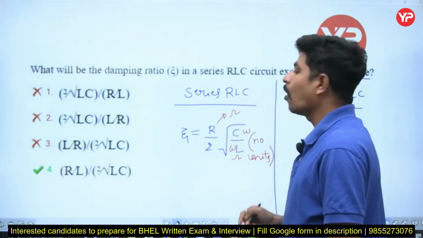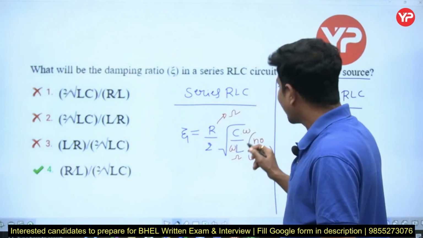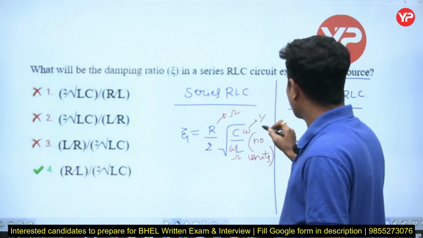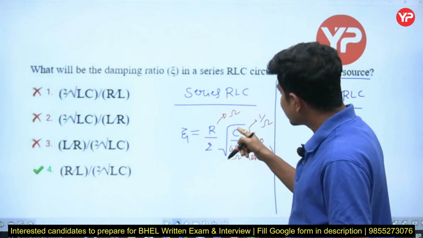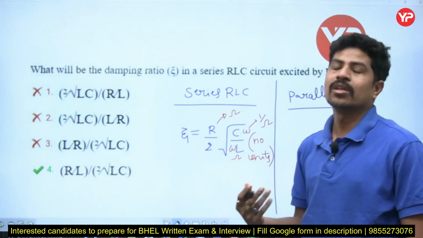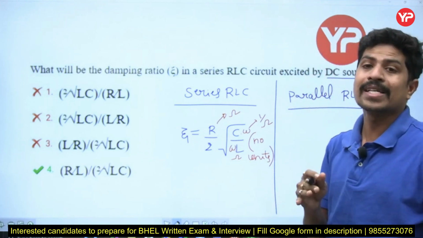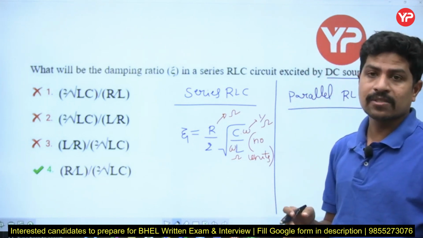1 by ohm, under root will be 1 by ohm. So the ohm cancels with the 1 by ohm. Sometimes if you forget whether it is C by L or L by C, check the units. Finally, the unit should not exist for zeta.